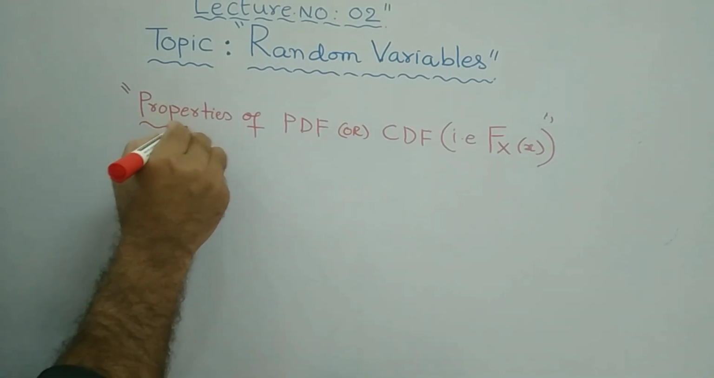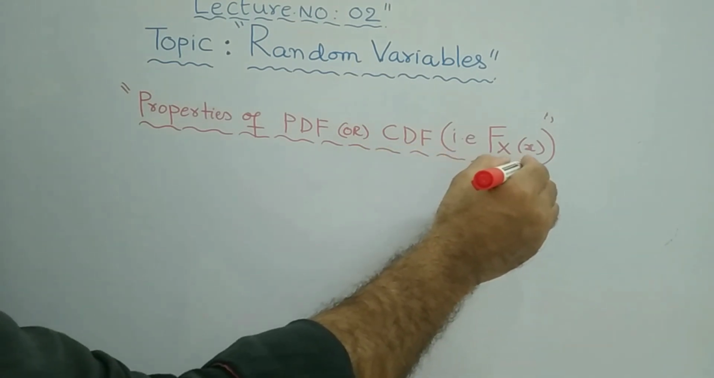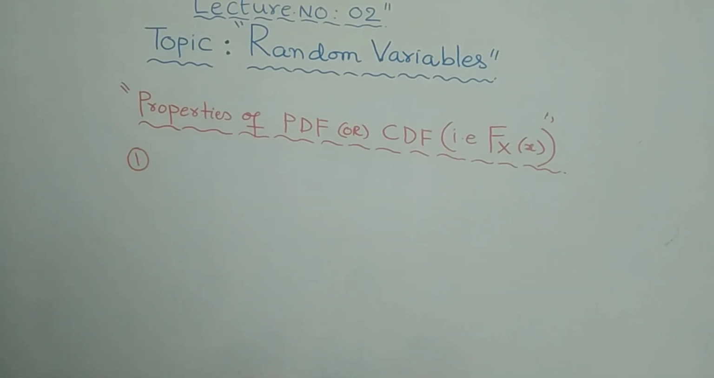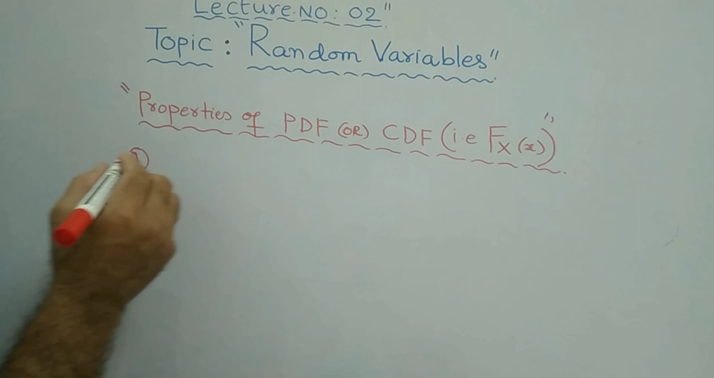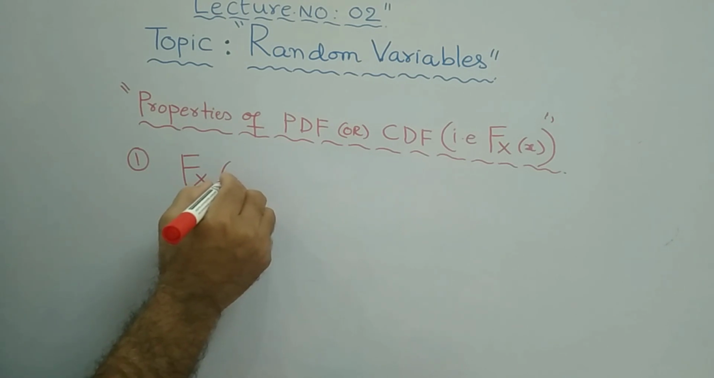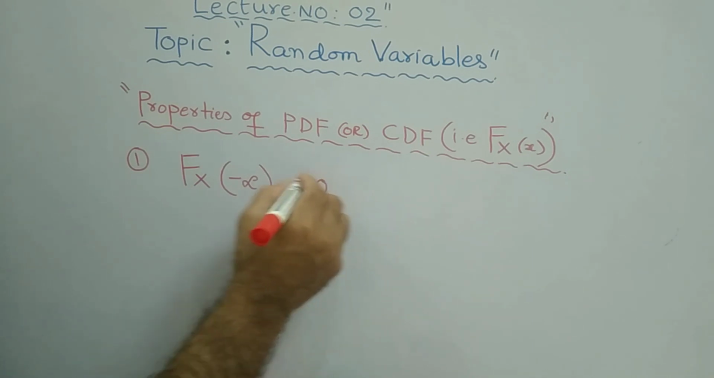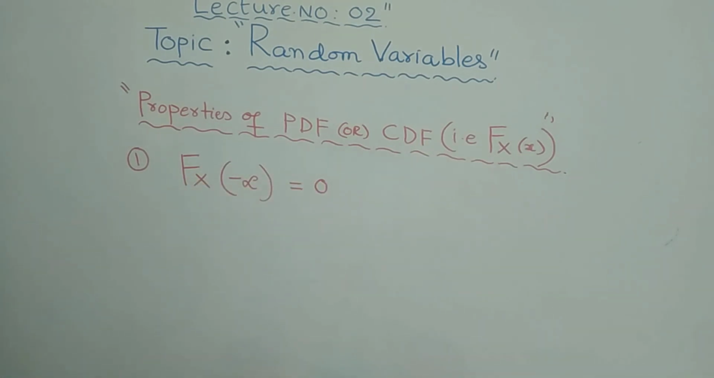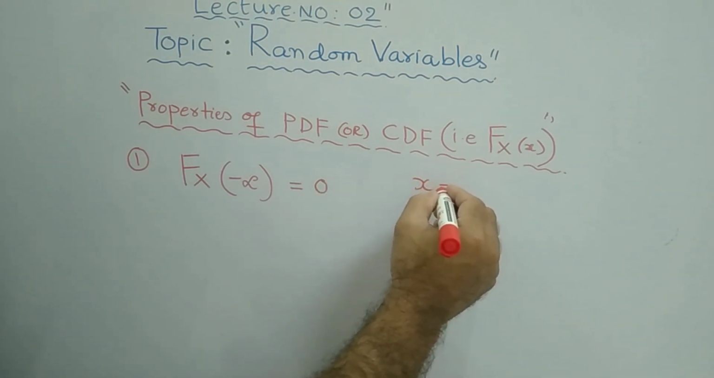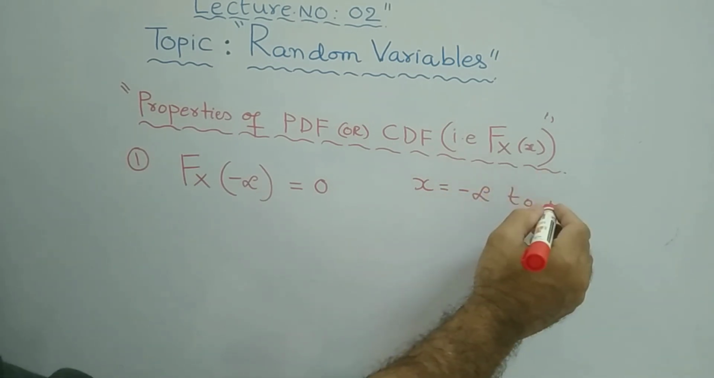Let us see, there are a few important properties, those we will see now. The first property, right? What is the first property? The first property of this probability distribution function is F of x at minus infinity equal to 0. The real number, whichever we are considering, this x is defined over minus infinity to plus infinity.